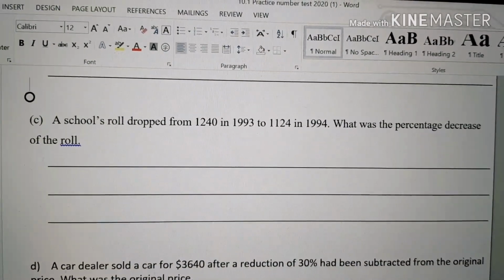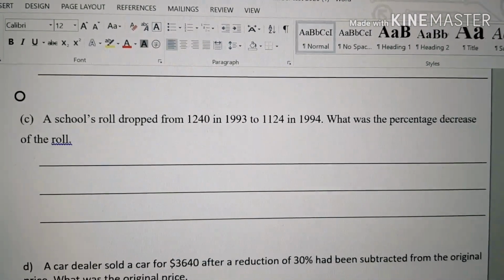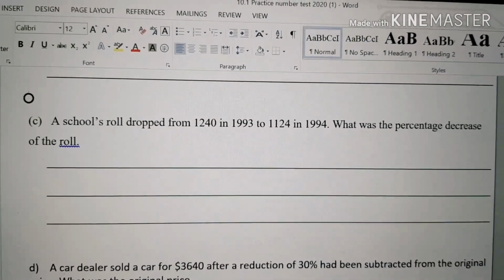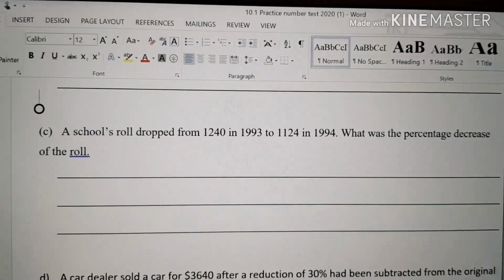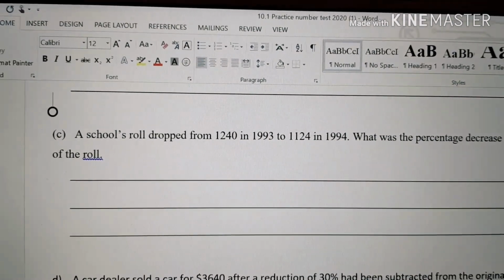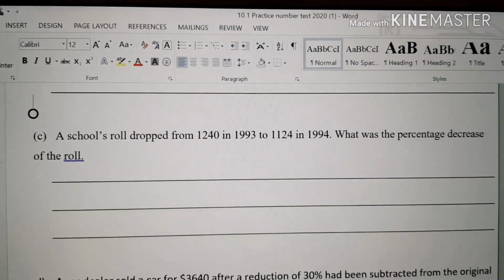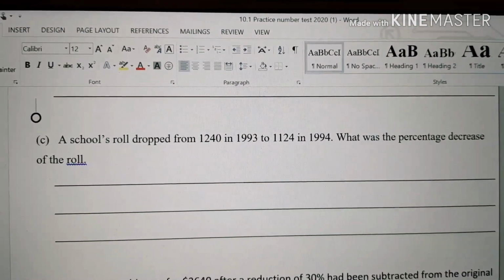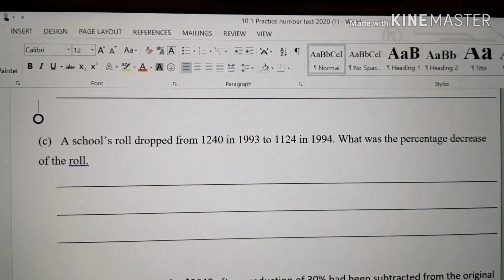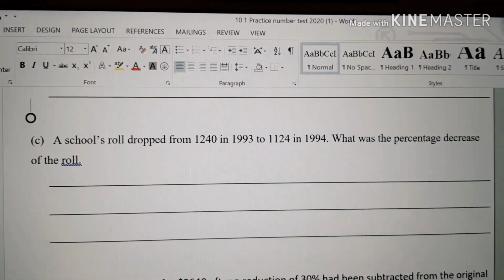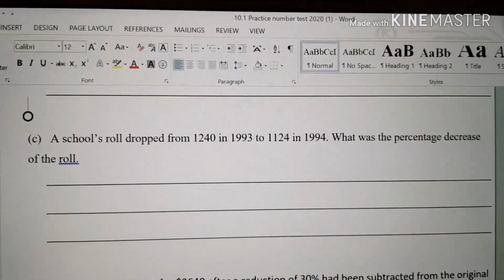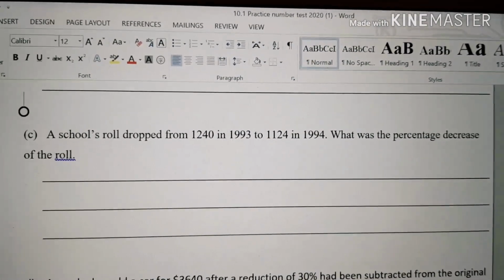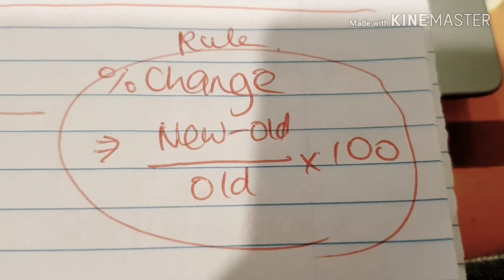Okay, so question 3C. This time, it's asking the percentage change, whether it has increased or decreased. So let's have a think about it. In 1993, there were 1,240 students, okay? And in 1994, there were 1,124. So what do you think? Over that one year, the school roll has dropped, decreased, right? So I need to find the percentage change and see how much decrease has been made.